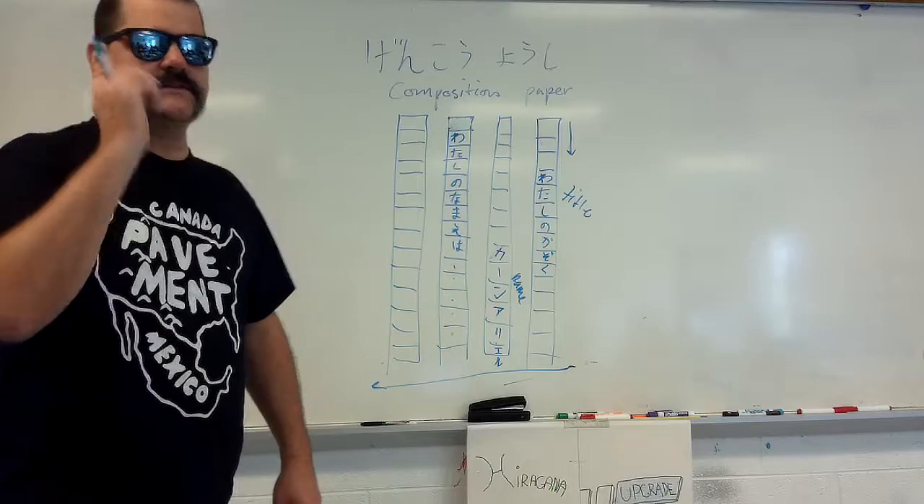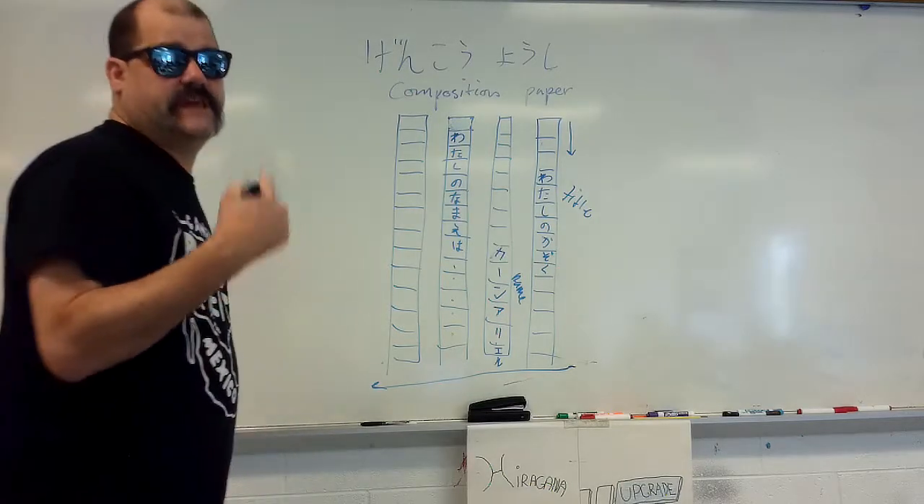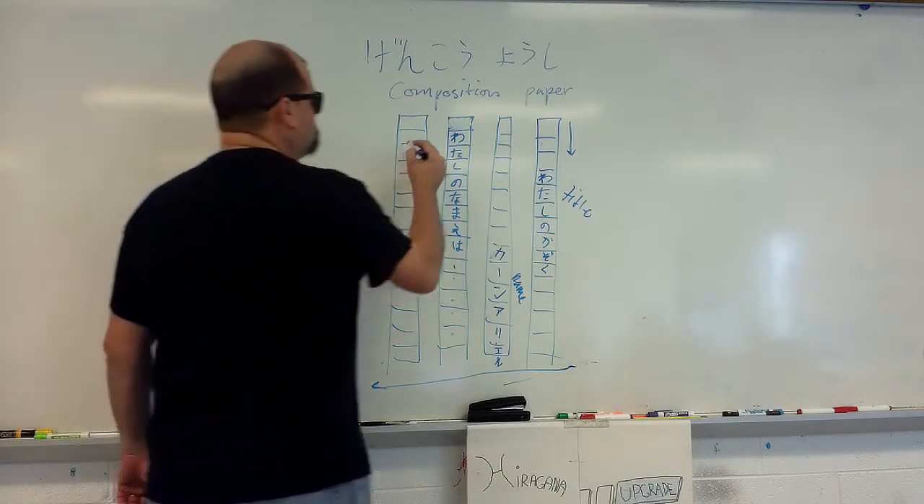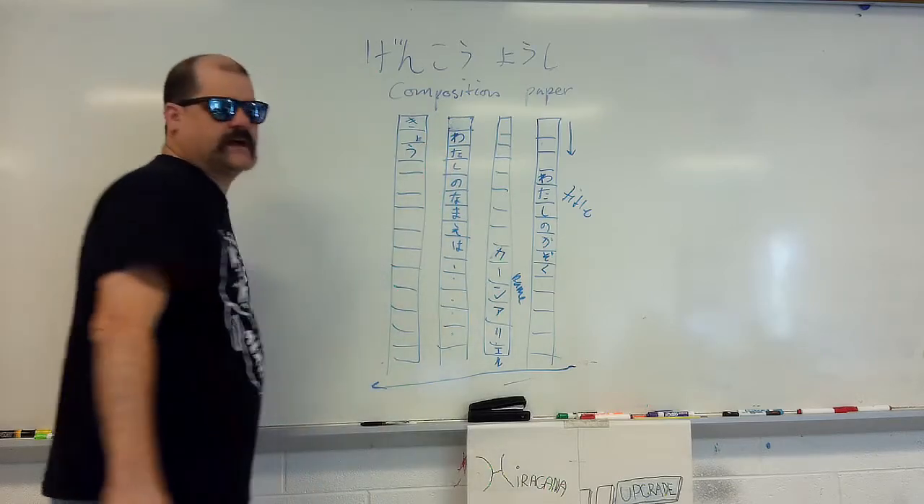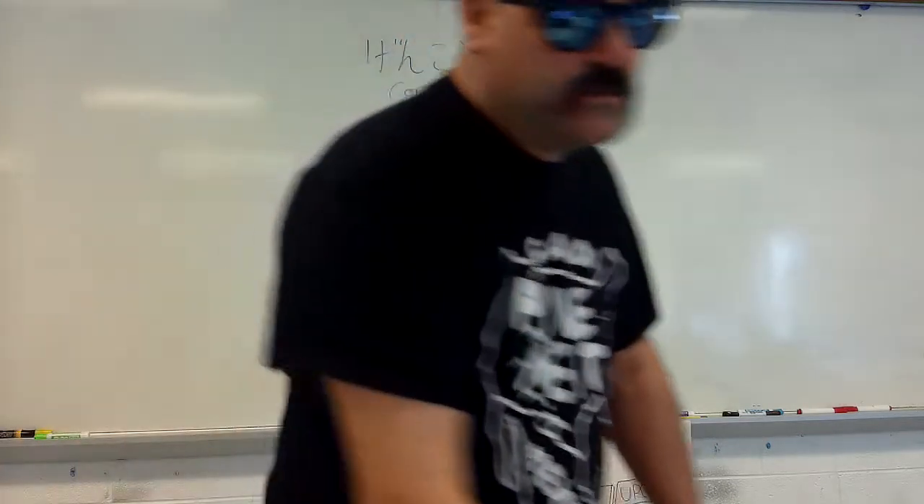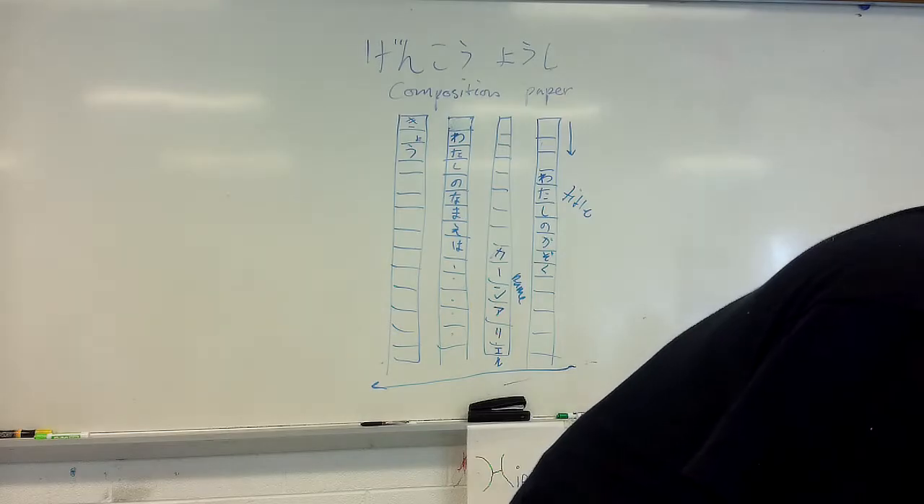With these boxes, so say you're going to say kya or kyu, let's say kyo. You would do ki, yo, u, like that. Okay? Put the little ya in the corner.